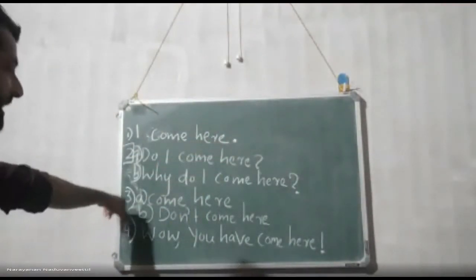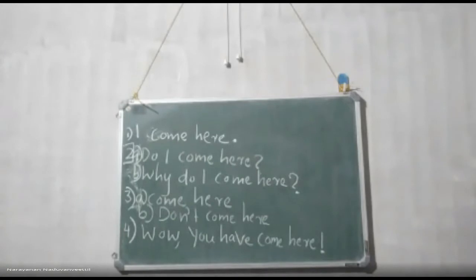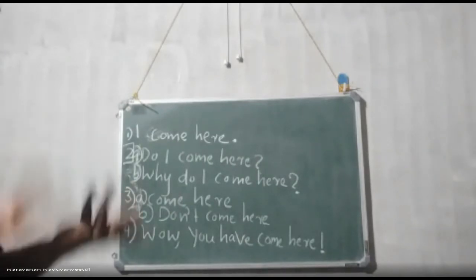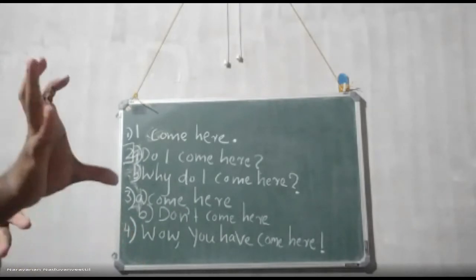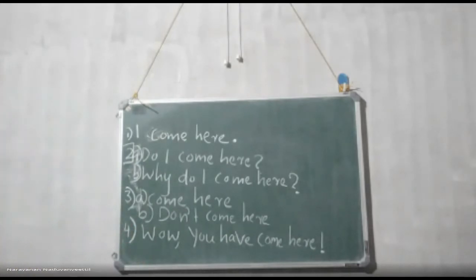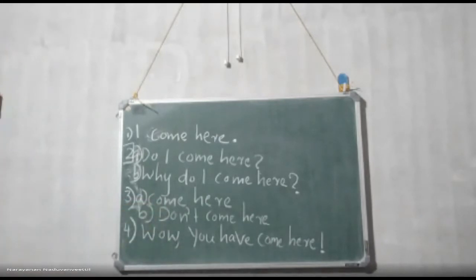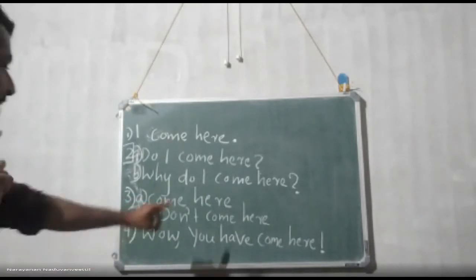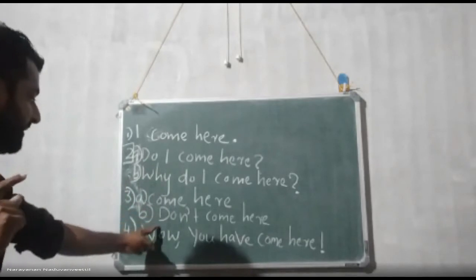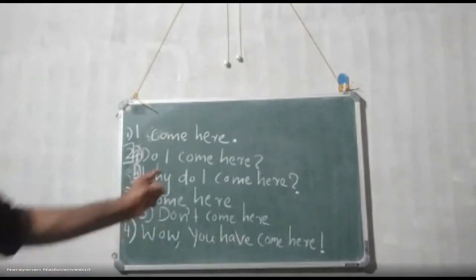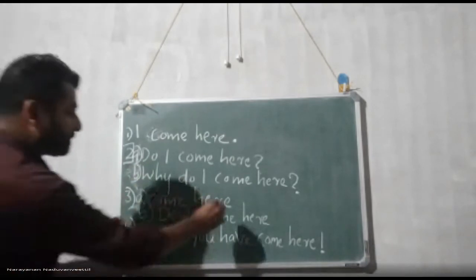Third one, example for another category, sentences of making a request or giving a command, imperative sentence. Very easy to identify. Starts with a V1 verb, present tense base form verb, or for negative starts with don't. Both end with a full stop.